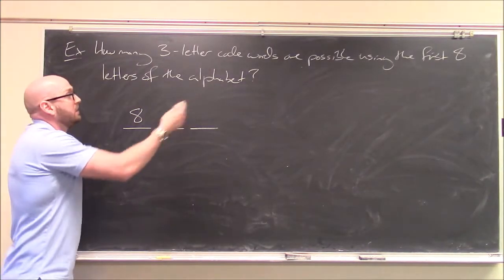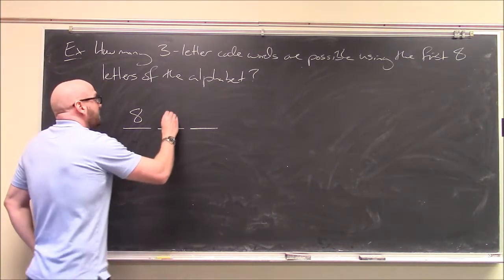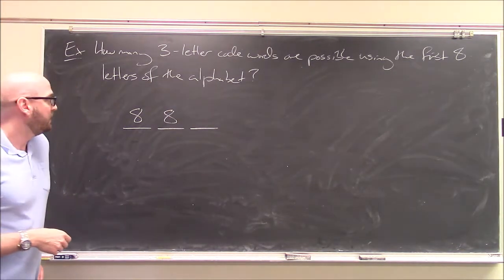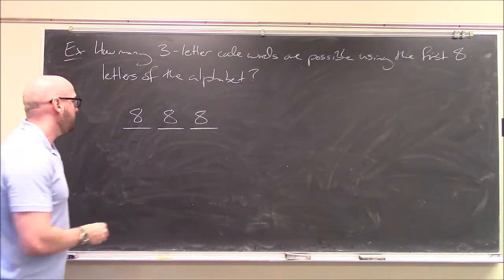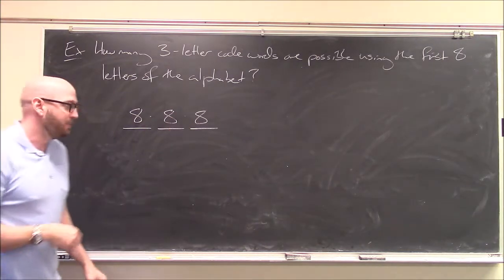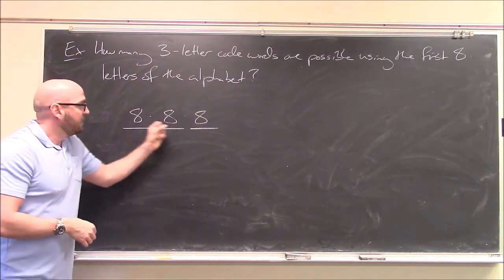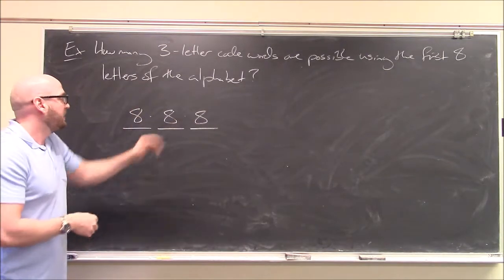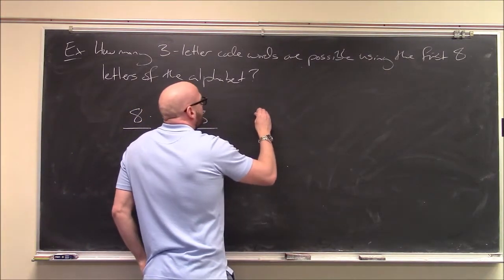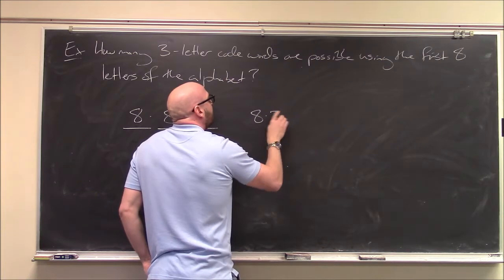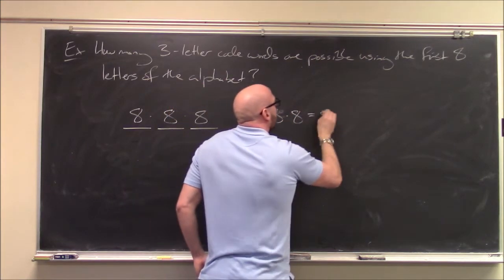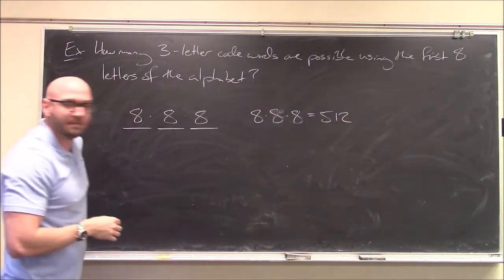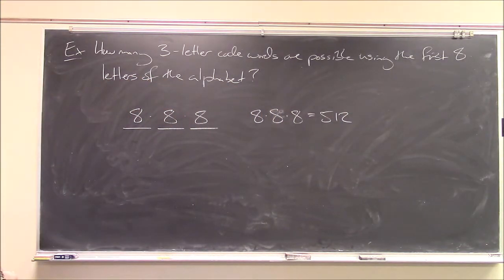Second letter I choose. There's no restrictions on this, so I've got 8 possible choices. And my third event, I choose a third letter. I have 8 possible choices. So my total number of possible code words is given by multiplying all of these together. So the answer would be 8 times 8 times 8, which I believe is 512. 2 cubed, yeah, that's right.